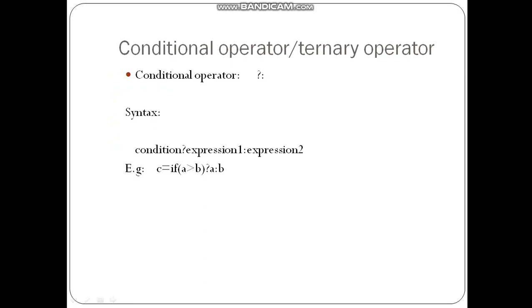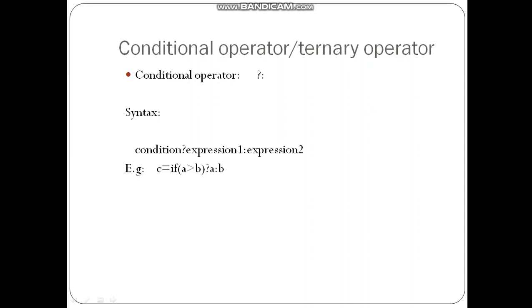So what does the conditional operator look like? You will write down a question mark and then you will give a colon. This is the conditional operator. Now what is the syntax? First you will write down the condition, then you will give a question mark. Now suppose this condition is true, then expression 1 will be evaluated or displayed, and this colon means if this condition is false, then expression 2 will be evaluated.